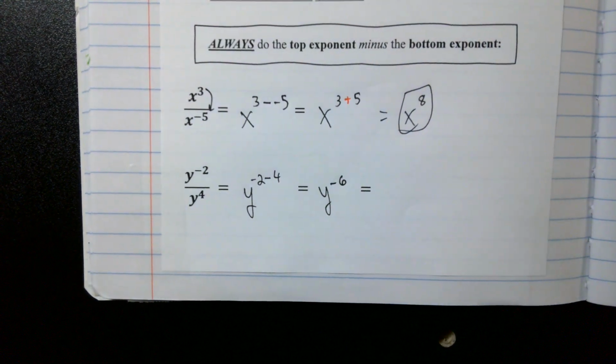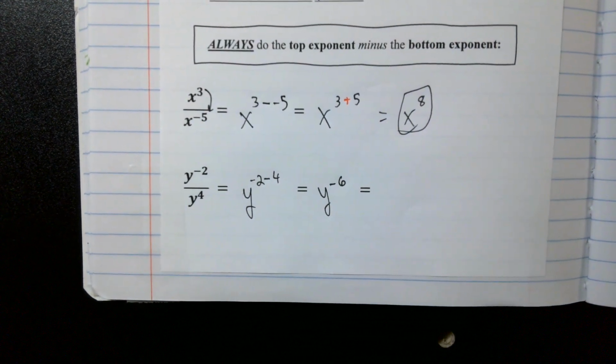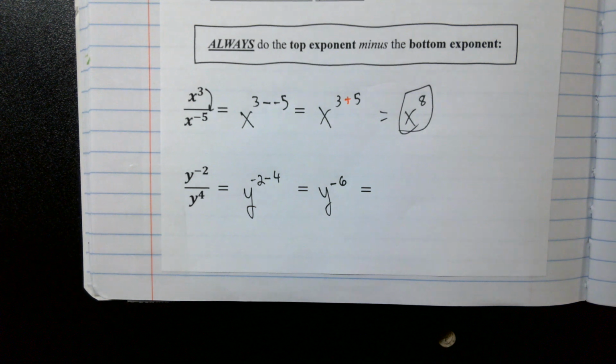Is that my final answer? Y to the negative 6? No. We don't want to leave a negative exponent. Right? So there's 3 steps we've got to do. What's the first step? Put it over 1. Okay.